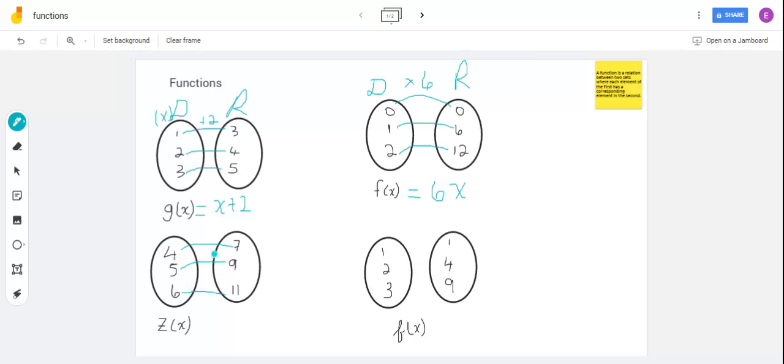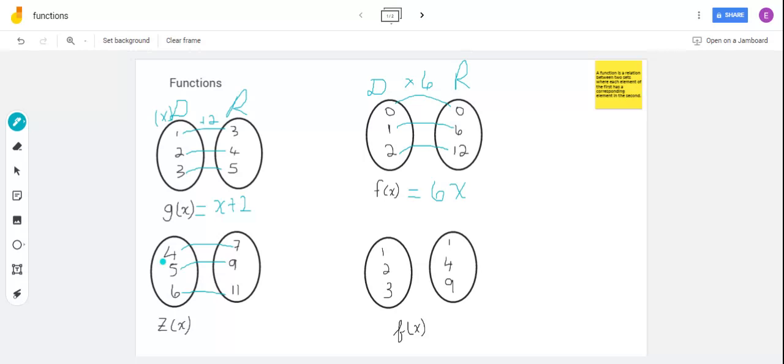Well, 4 times nothing is going to give me 7. So let's try doubling this. So if I double this, so we can say that 2 times 4, that is 8. So that's not going to work. That's not going to work. So what did we do? What kind of function is this going to be?